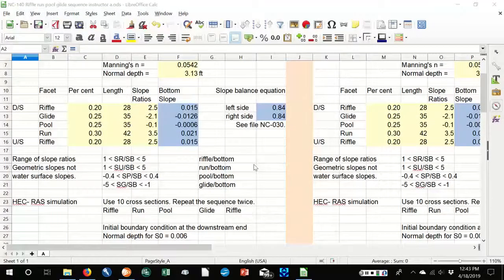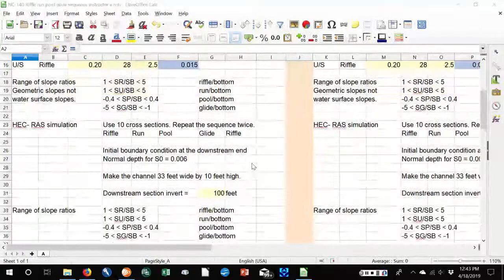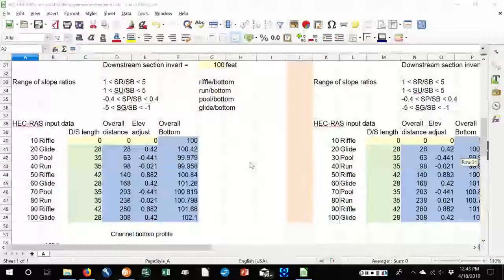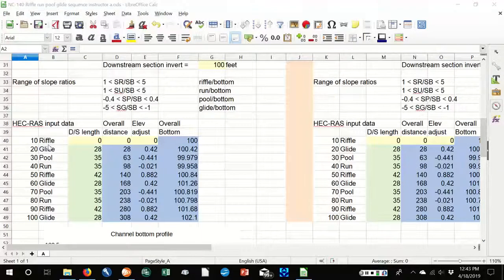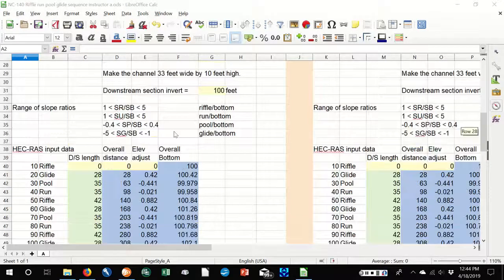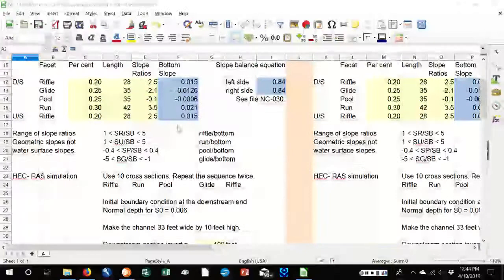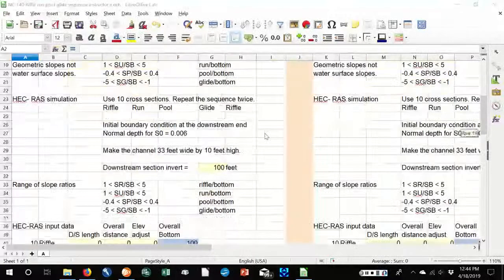So now you take 10 cross sections, and then you're going to take one section into HEC-RAS and copy it over 9 times. You're going to get the distance between each cross section as being the length of each facet. And then you're going to do the elevation adjustment, which comes from the bottom slopes times the lengths.